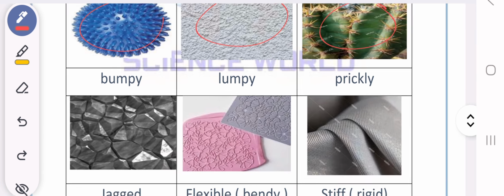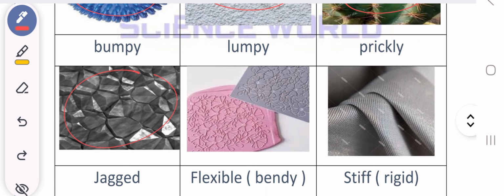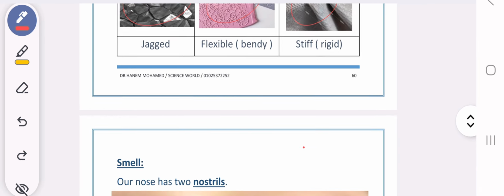It has spines. Look at this surface, it's jagged. Do you know the crystals? So it looks like the crystal, it's so jagged. And this one is flexible or bendy. And this iron, which we can find in the window, is stiff or rigid. So we can use our hands to touch everything around us. And now we studied that all the textures are not the same. We have many textures. Okay, so this is everything about touch.